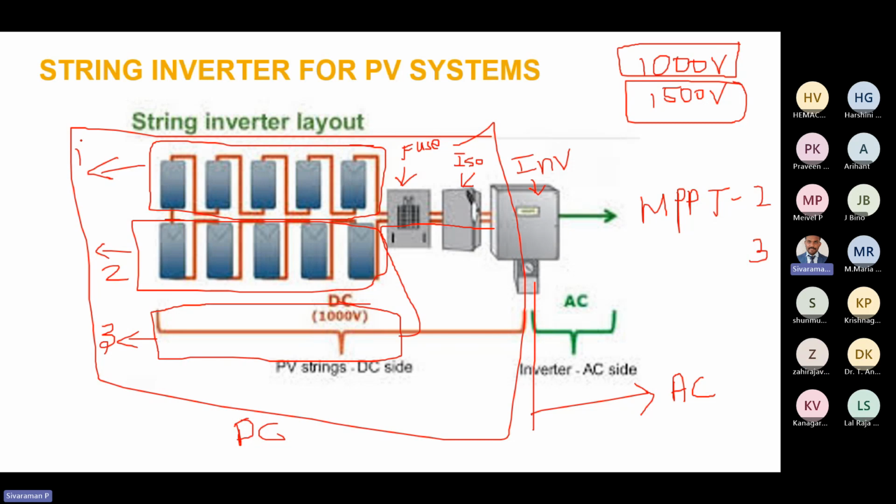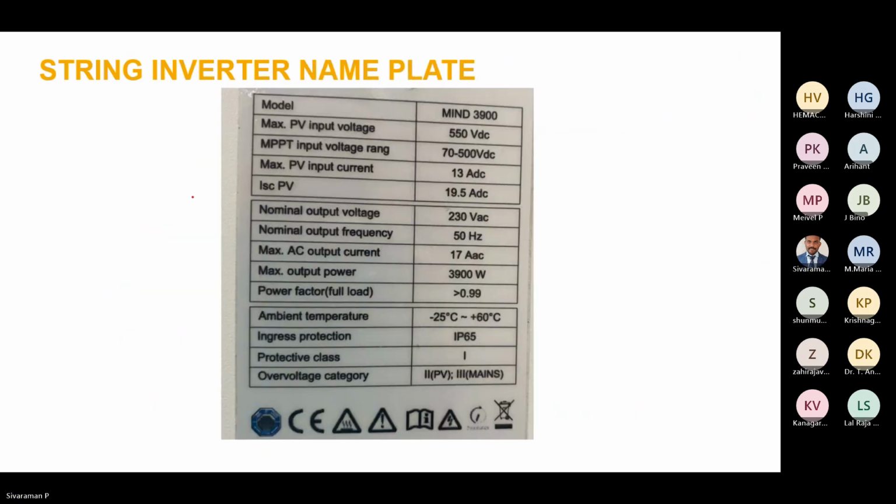So stringing is the series and parallel combination. In this photograph, you can see only the number of panels connected in series, right?